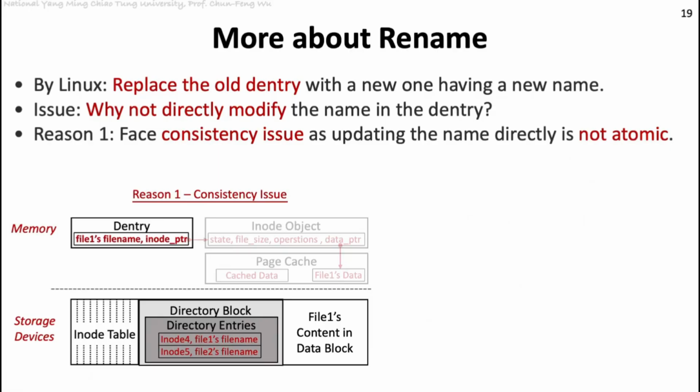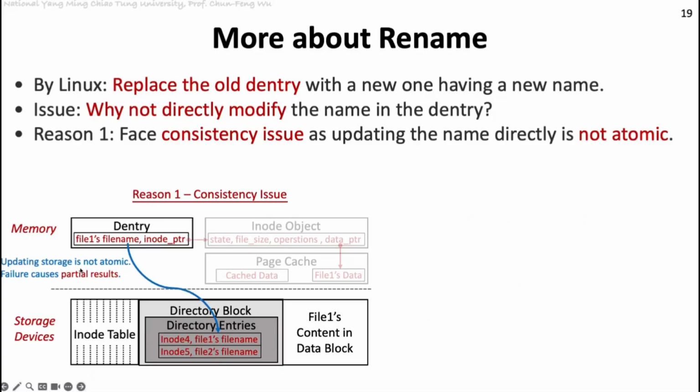So the thing is, if we are going to update the name for file one, so if we directly update the name in the D entry, then the next step is to update the name inside the directory entries, right? Because we update the name inside the memory, but we still want the update to be shown inside the storage device. Otherwise, you shut down your computer and you reboot it, then the file name will be inconsistent. So we always need to sync with the data in the storage device.